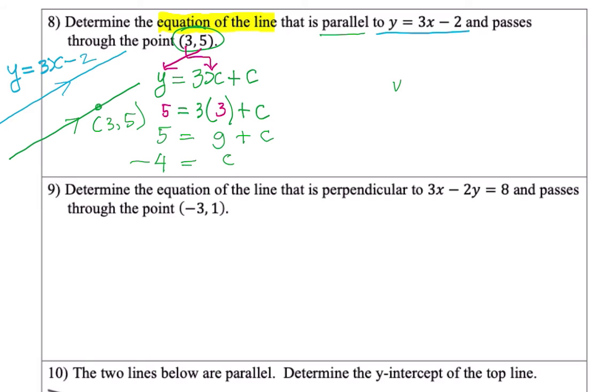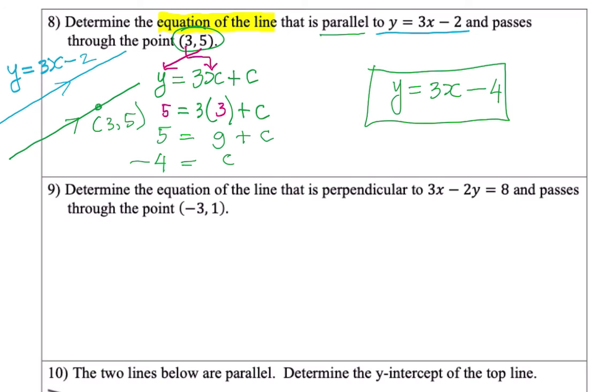So the only thing you have to do now is to write down the answer, which is a line equation. Y equals m, which is 3, x, and then plus c, which is negative 4. So then it's minus 4 like this. And this is your final answer.